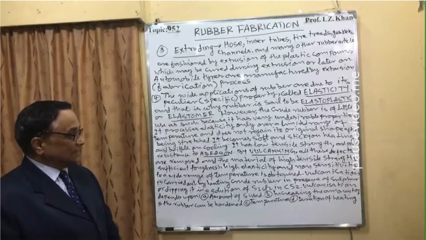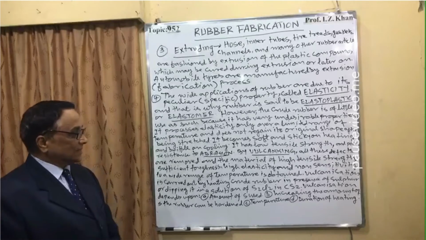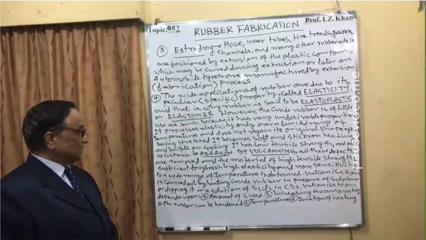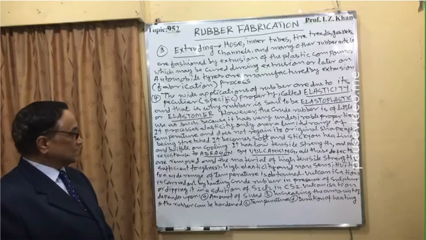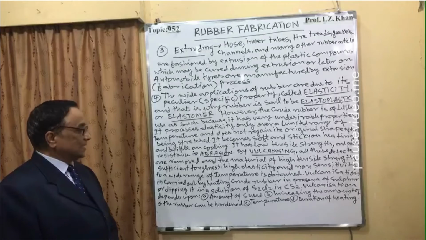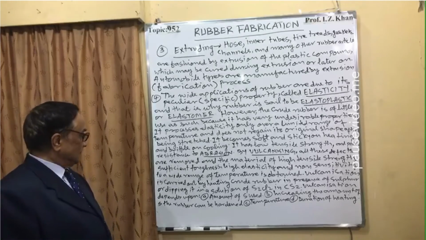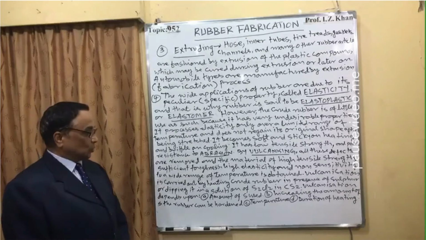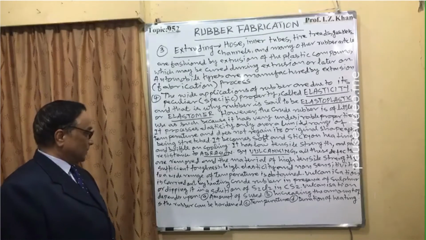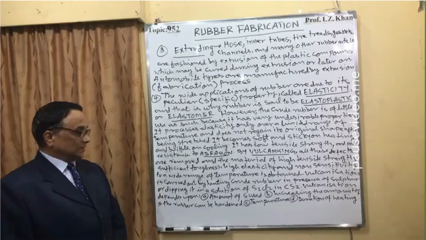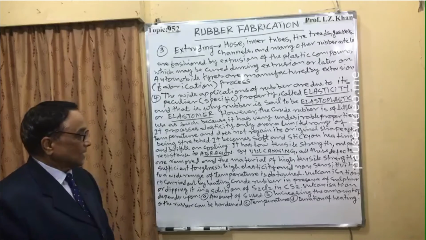By vulcanizing, all these defects are removed and a material of high tensile strength, sufficient toughness, high elasticity and non-sensitivity to a wide range of temperature is obtained. Vulcanization is carried out by heating crude rubber in the presence of sulfur, or dipping it into a solution of S2Cl2 in carbon disulfide, that is CS2.